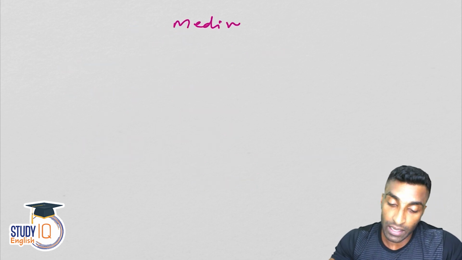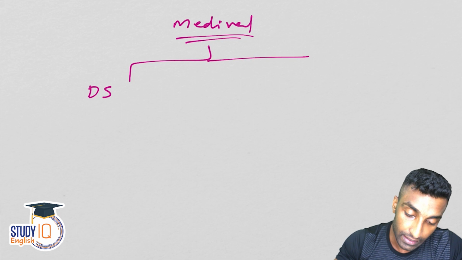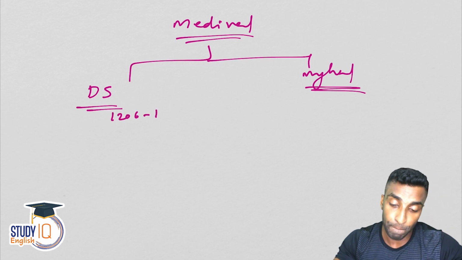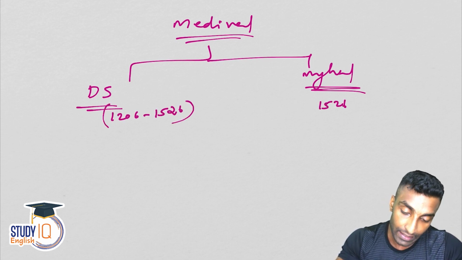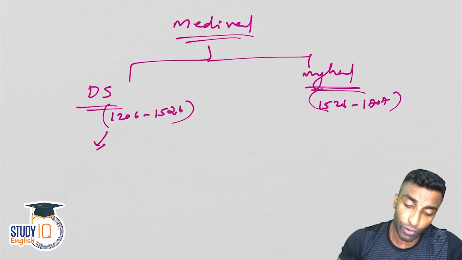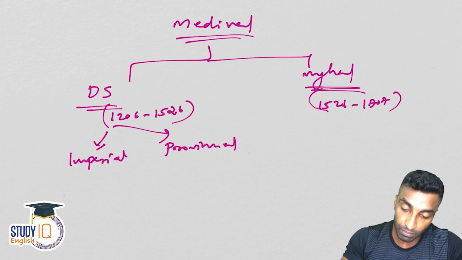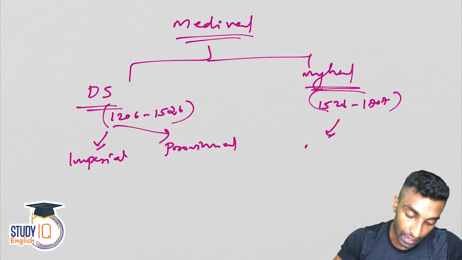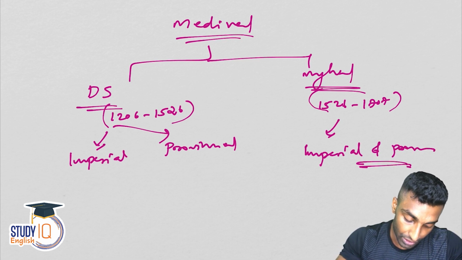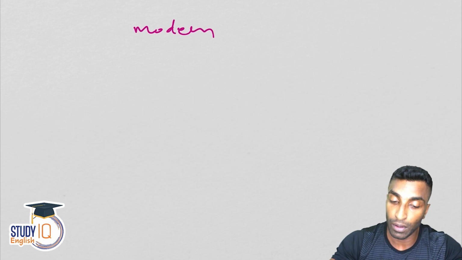Now what we are going to do is discuss medieval. When we discuss medieval, I will be discussing the Delhi Sultanate and also the Mughals. Delhi Sultanate is during 1206 to 1526, and this is 1526 to 1707. Here I'll divide this into imperial and provincial, and here also I'll go for the same, imperial and provincial. We will discuss all these, and then after that we will go to modern.